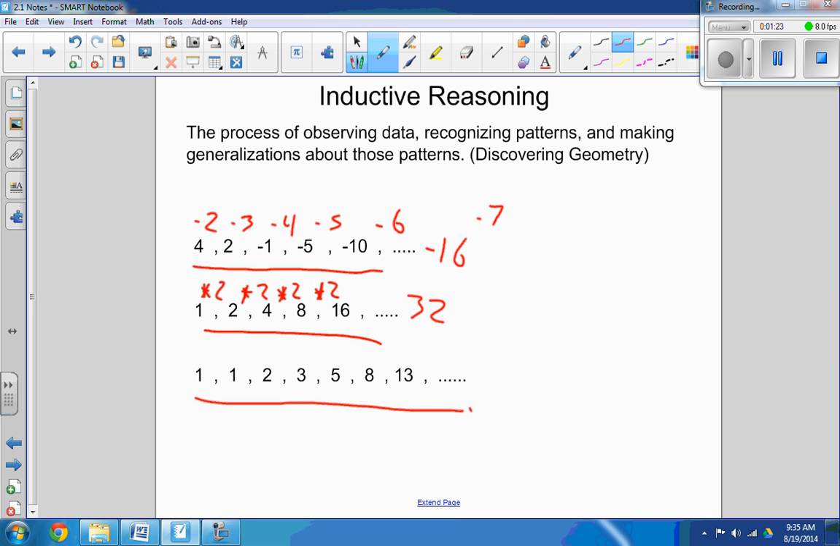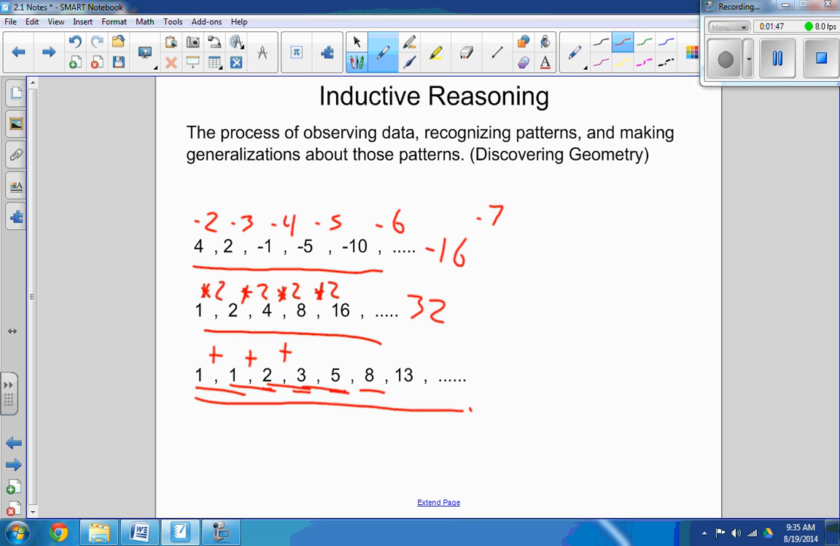This last one, we've got 1, 1, 2, 3, 5, 8, 13. This is actually a really well-known series, the Fibonacci sequence. So this number 2 is created by the sum of these. 3 by the sum of 1 and 2. 5, the sum of 2 and 3.